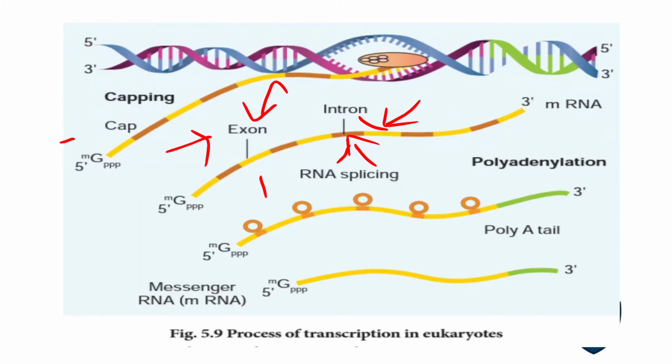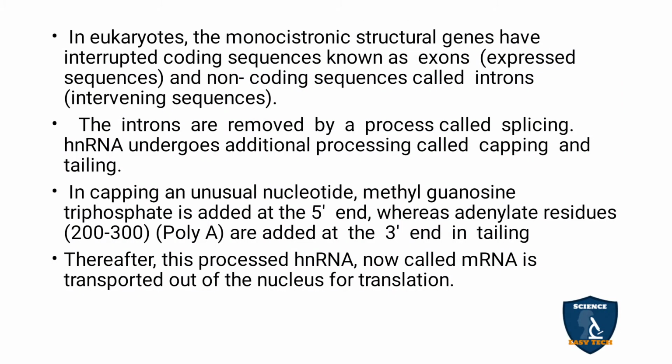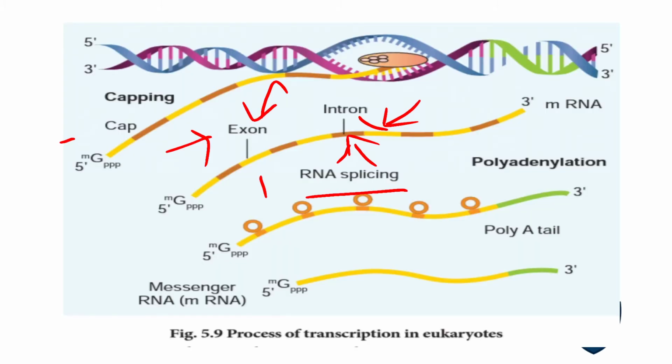You can see the RNA splicing. What it does is remove all the introns. And the hnRNA undergoes additional processes called capping and tailing. You can see the capping process. Cap means putting a cap like this, just think of it like that. And you can see the tailing also. Tailing is adding of a tail. So cap means putting a cap, tail means adding a tail.